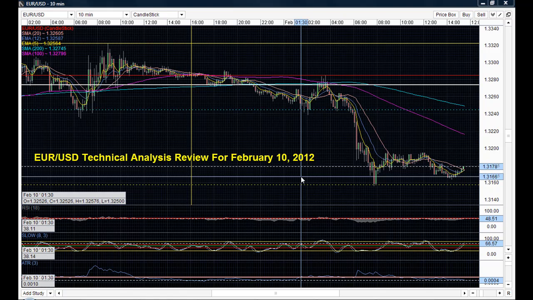Hello everyone and welcome to our next technical analysis review for the Euro US dollar pair. Today is February 10th, 2012 and we are currently looking at price action on our 10-minute chart.